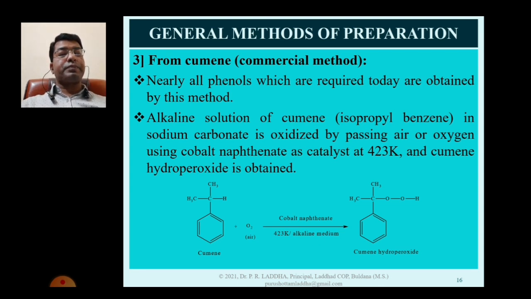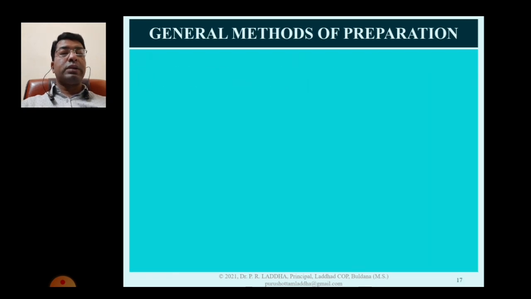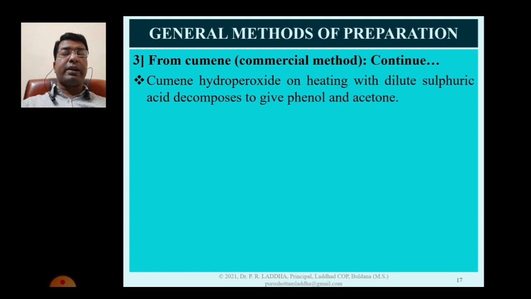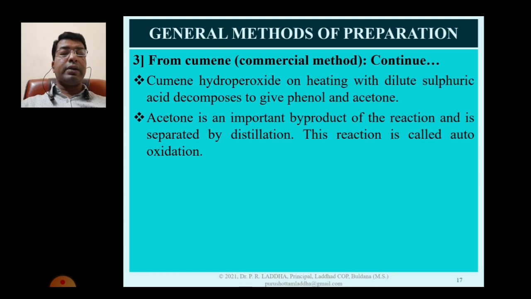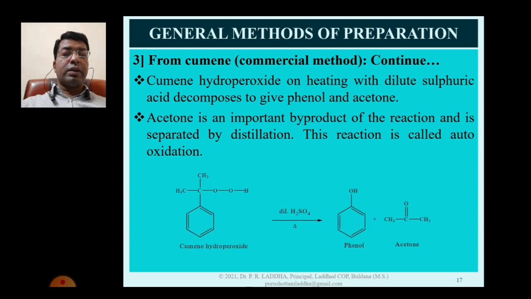So in first step, cumene hydroperoxide is obtained from cumene. Then in the second step, that undergoes decomposition and we get this phenol and acetone. So cumene hydroperoxide on heating with dilute sulfuric acid, it decomposes to give phenol and acetone.